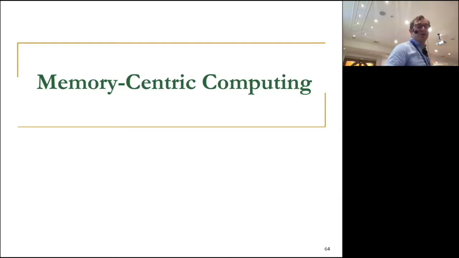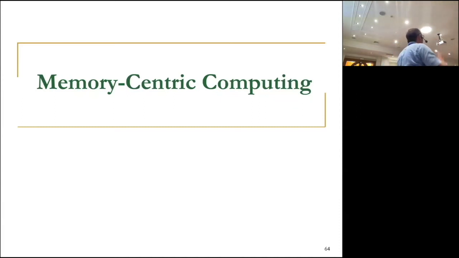Okay, so now let's jump into memory-centric computing. I expect we'll cover this today and tomorrow because there's a lot to cover in this area. This is the major topic of this course, and then we'll move to robustness issues. So I'm going to go through memory-centric computing.